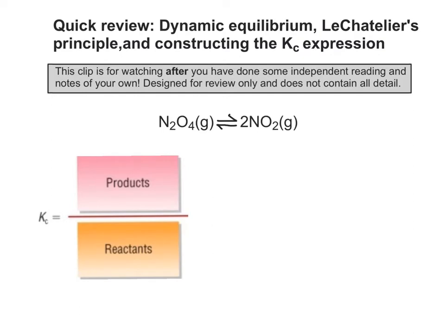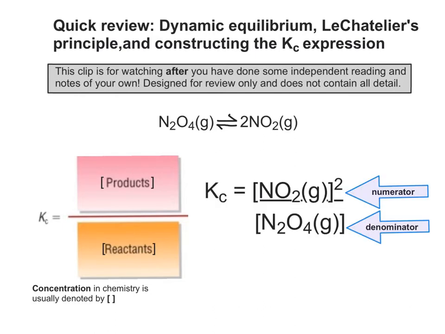So now moving on to the construction of the Kc expression, you'll remember that Kc is simply a ratio of the concentration of products over the concentration of reactants. So concentration is usually denoted by square brackets. So let's now write the Kc expression for this reaction. So we end up with a ratio that's expressed as a fraction, and just like in maths, because it's a mathematical expression, we have a numerator and a denominator.